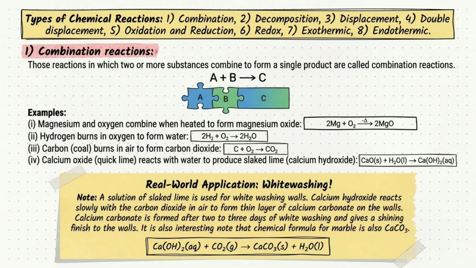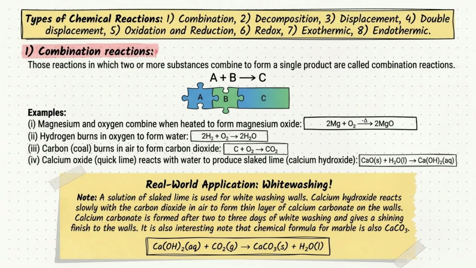Number 1, magnesium and oxygen combine when heated to form magnesium oxide. 2 Mg plus O2, with a small triangle over the arrow meaning heat is applied, yields 2 MgO. Number 2, hydrogen burns in oxygen to form water. 2H2 plus O2 yields 2H2O. Number 3, carbon, like coal, burns in air to form carbon dioxide. C plus O2 yields CO2.